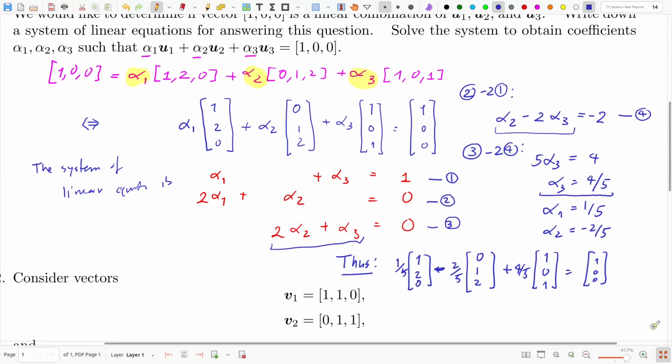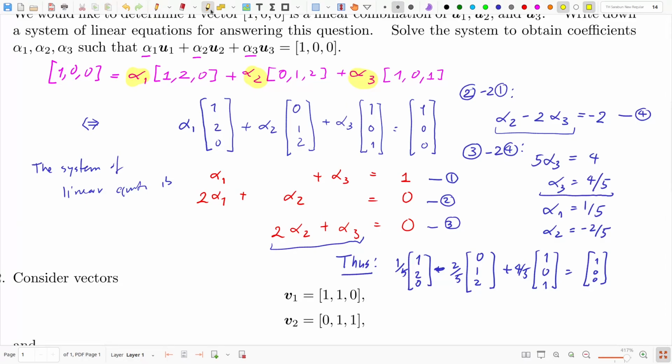Okay, let's see if it's correct. So 1 over 5 minus 2 over 5 plus 2 over 5, that's 2 over 5. Yeah, okay, that's correct. So now, after we solve for alpha 1, 2, and 3, we have this equation.